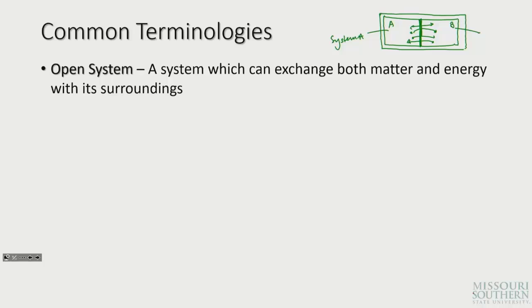Okay, so in this case, A is an open system and B is also an open system. For A, B is the surrounding. For B, A is the surrounding.